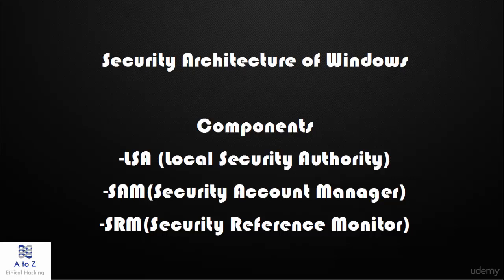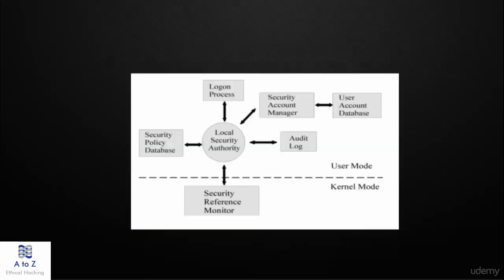There are three components of Windows security: LSA, Local Security Authority; SAM, Security Account Manager; and SRM, Security Reference Monitor. All three are arranged in this manner, as you can see in this diagram.